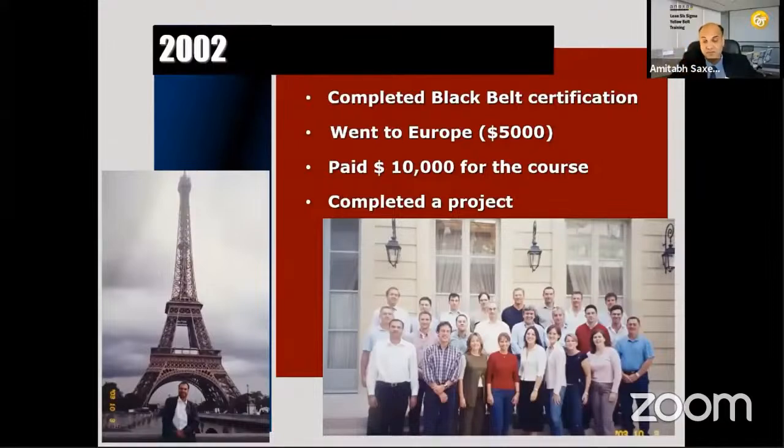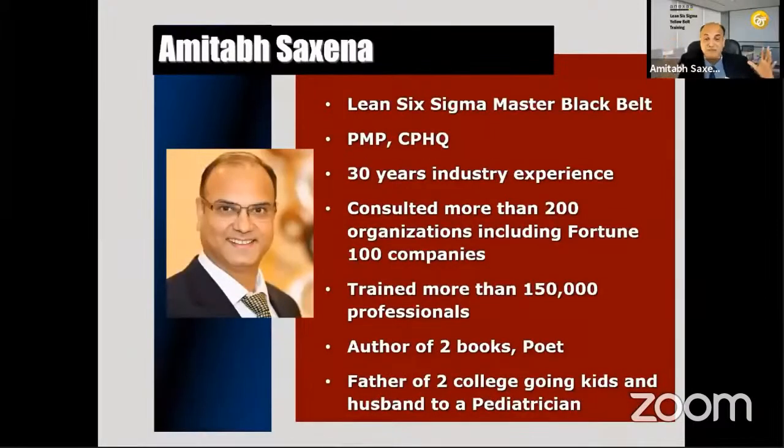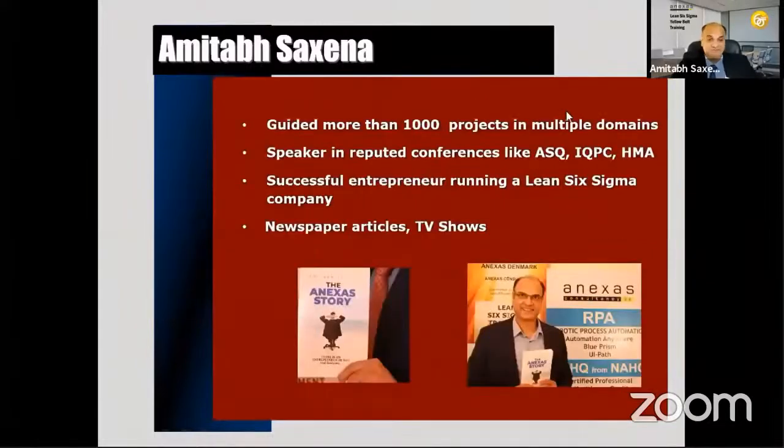And today, as I stand before you, I'm a Lean Six Sigma Master Black Belt, PMP, CPHQ, with 30 years of industry experience. I have consulted more than 200 organizations, including Fortune 100 companies, trained more than 150,000 professionals, and am the author of 2 books, and also a poet, and father of 2 college-going children, and husband to a pediatrician. Okay.